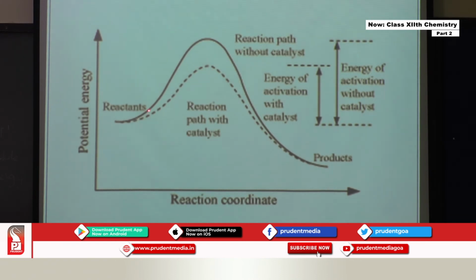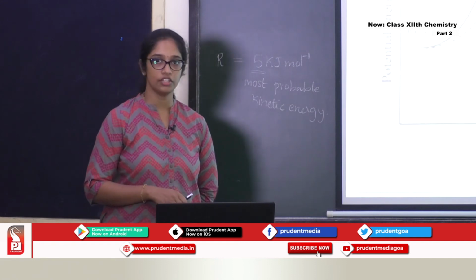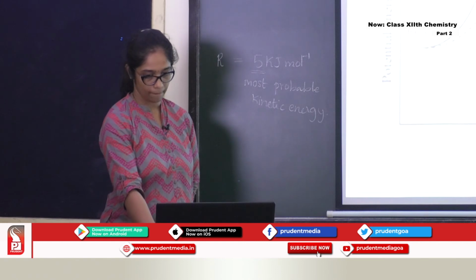The second plot, which is represented by these dotted lines, shows the same reaction being carried out with the presence of a catalyst. So, as you can see the difference, the activation energy which was here earlier has reduced. So, this is the new activation energy with the presence of a catalyst. So, that is what a catalyst does. It reduces the activation energy and hence it increases the rate of the reaction.